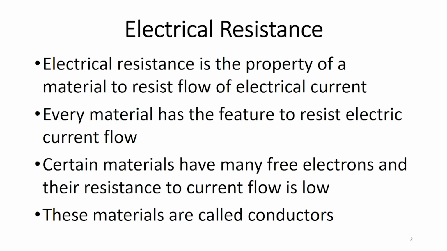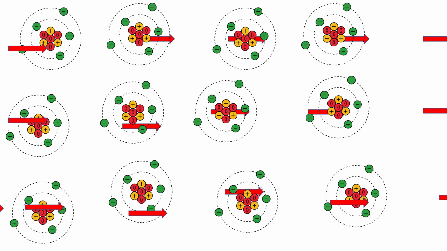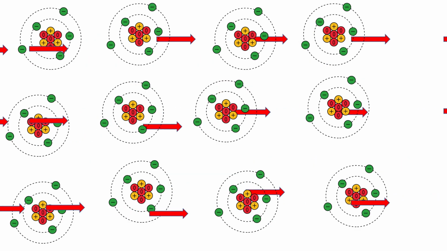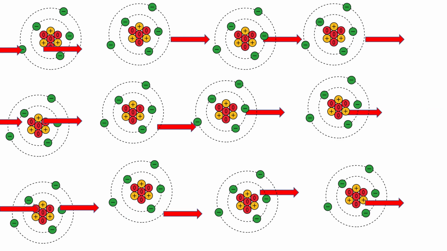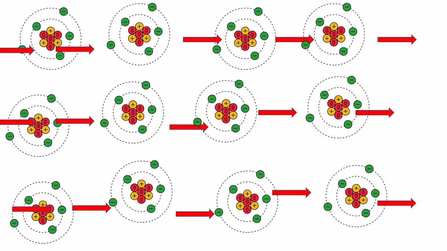Electrical resistance is the property of a material to resist flow of electrical current. Every material has the feature to resist electrical current flow. Certain materials have many free electrons and the resistance to current flow is low. These materials are called conductors.